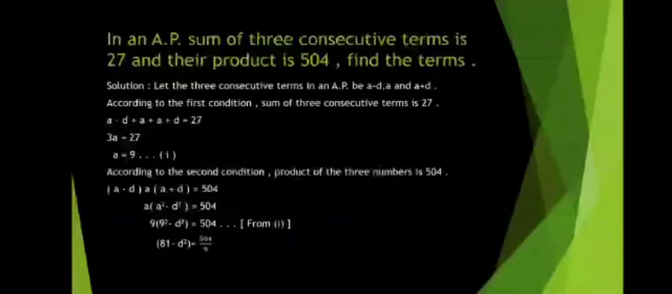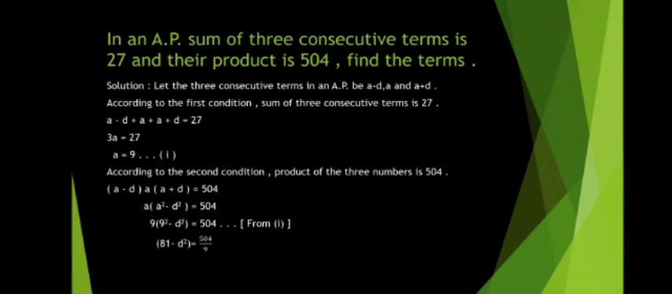Now the next question is, in an AP, the sum of 3 consecutive terms is 27 and their product is 504. We have to find all the 3 terms. Okay, so first we'll assume what the 3 consecutive terms are. So let the 3 consecutive terms of the AP be a minus d, a and a plus d. In this question we have 2 conditions. We'll take the first condition first. What is the first condition? Sum of 3 consecutive terms is 27.